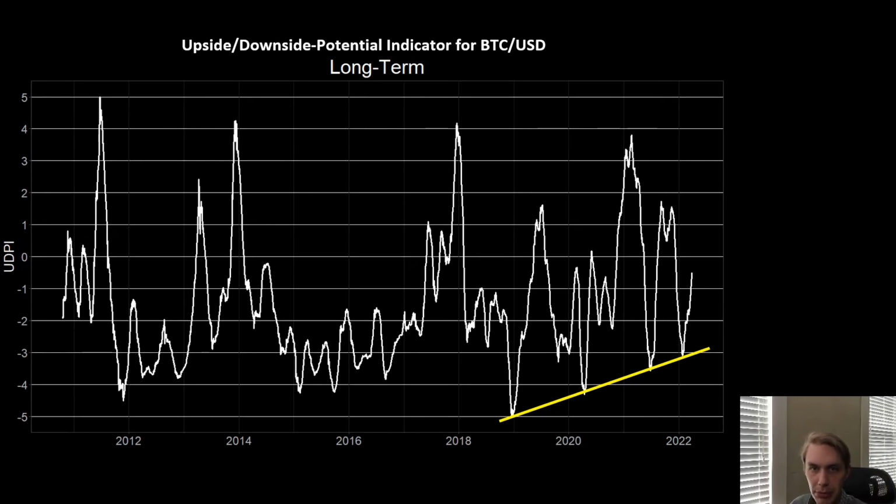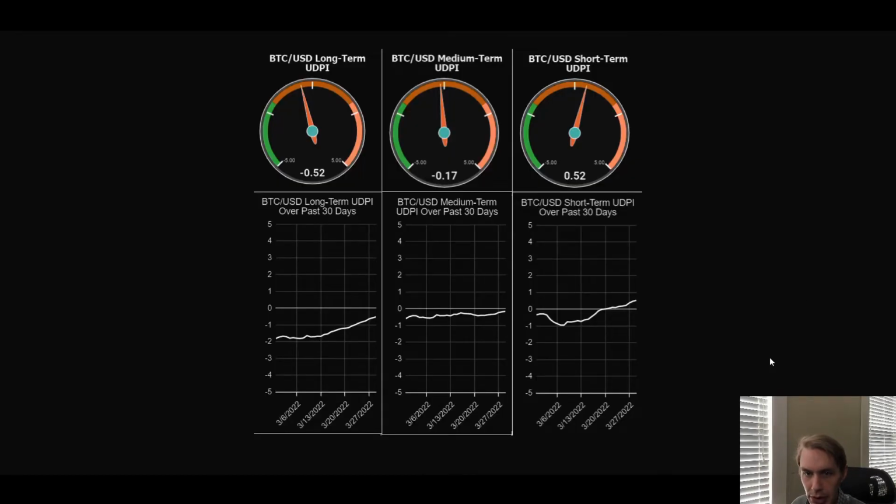So to show the UDPI levels across the different time frames we have, I was just showing you the long-term UDPI, which is at negative 0.5, so nearing more of a neutral stance between upside versus downside potential. The medium term and the short term, we're seeing, again, more neutral leaning here. The short term is starting to move towards the upside, but again, not extremely far, relatively neutral. And so really what this is telling me is that upside potential is certainly very plausible. The model thinks that's the case.